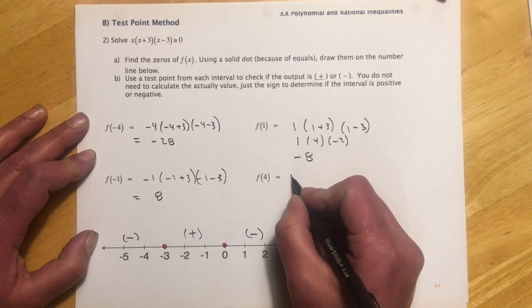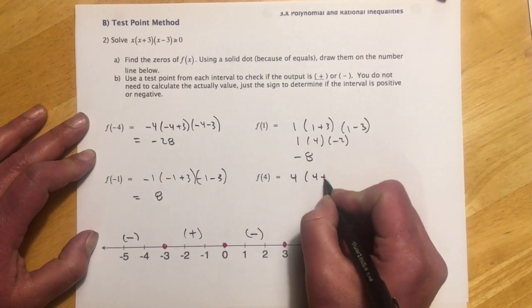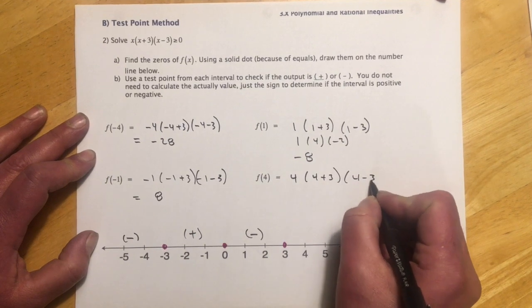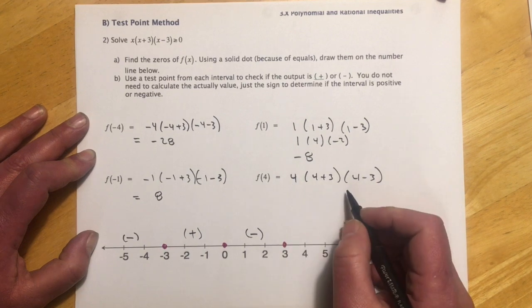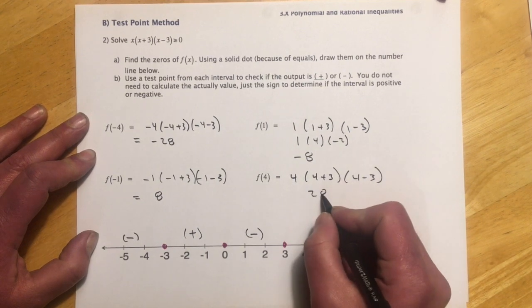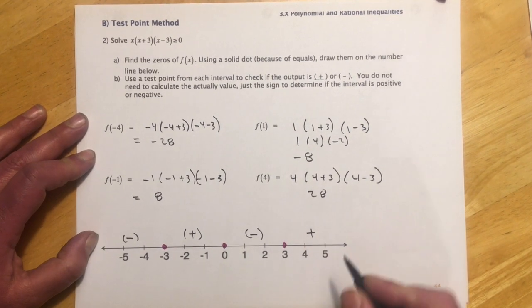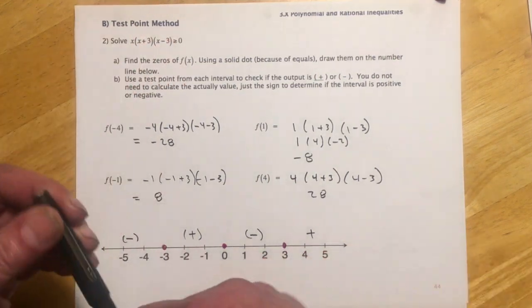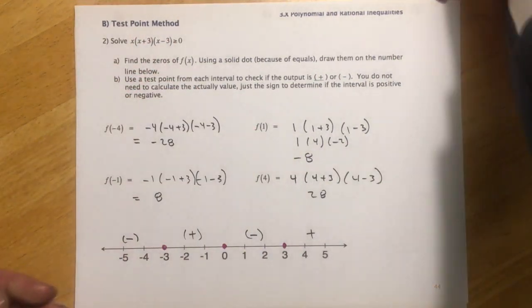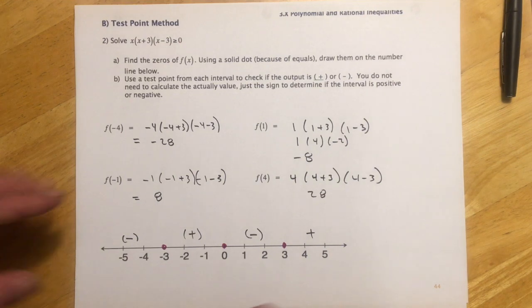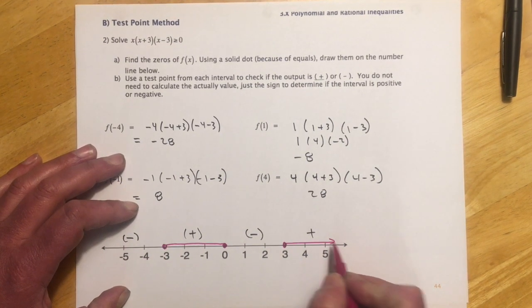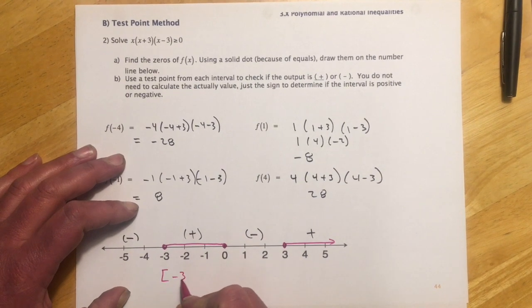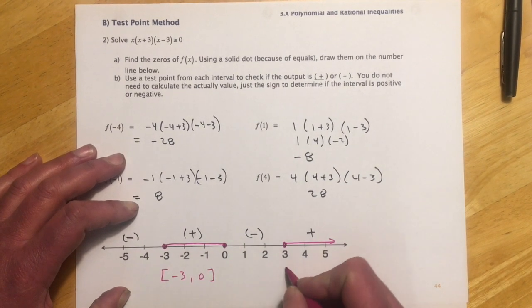And then finally with the 4, plug all that in, and you'll get 28. And so this is positive. So since we want the greater than or equal to zeros, we want the positive regions again. And so that's going to be between here and here, and there to infinity. And so you can see I'm getting the exact same answers I got from the graph.